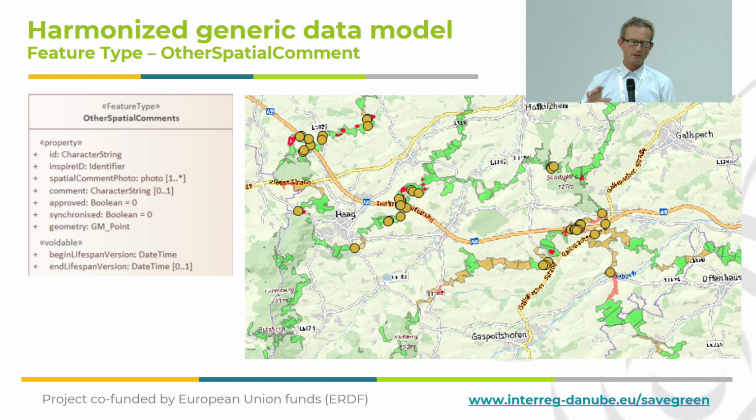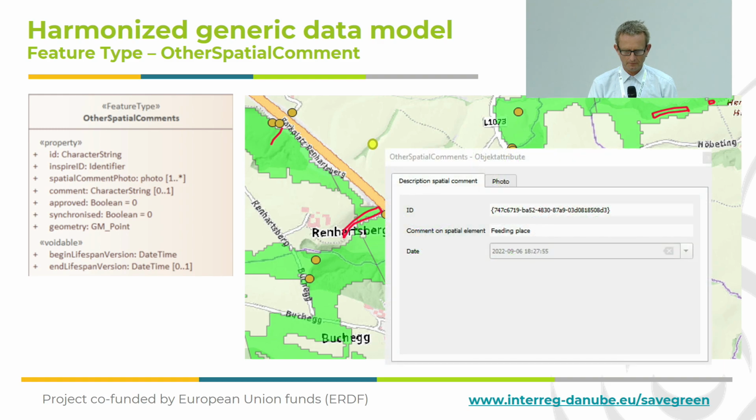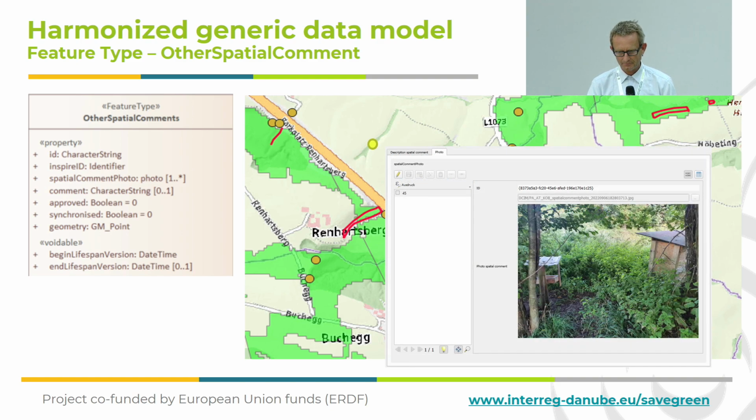Then we have one general class, other spatial comments. If something is missing in the feature types of this general model, we have this general feature type, other spatial comments, where you can add a photo, make a comment, and the spatial data type is also a point. For example, Mořic used it to map a feeding place of Capreolus, I think. It was a feeding place.